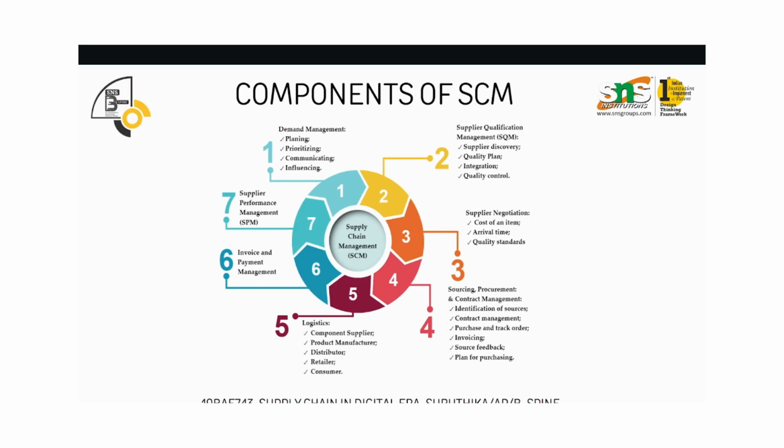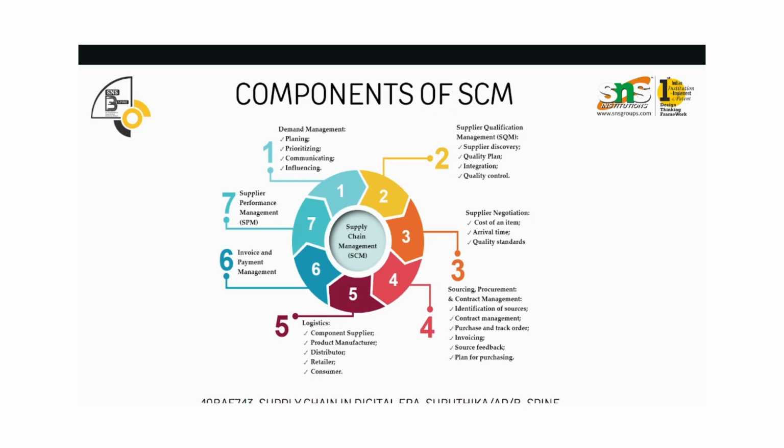After supplier negotiation is done and the process is finalized, we will go on to sourcing, procurement, and contract management. So we'll identify sources from where we'll have to procure. We'll establish a contract with a supplier as to for which period of time we'll be trading with them. We'll have a purchase and track order maintained. Here, invoicing is involved. We'll have proper invoices maintained between us and the supplier. We will definitely give feedback to the supplier in case there is any glitch in the process or any scope for improvement. So this is about sourcing, procurement, and contract management.